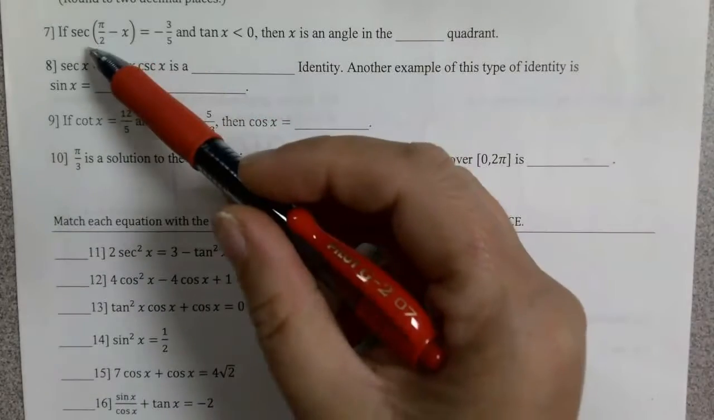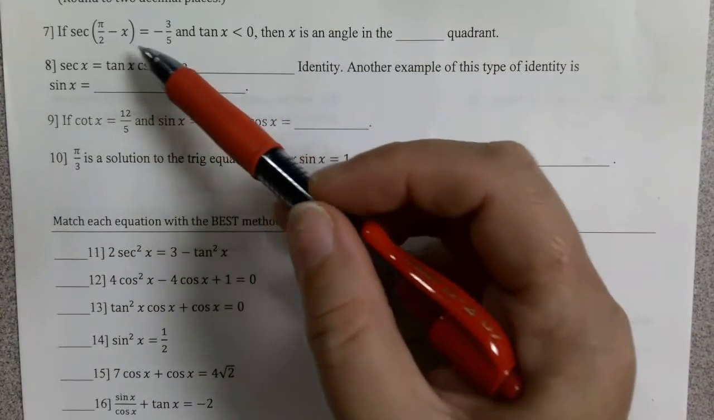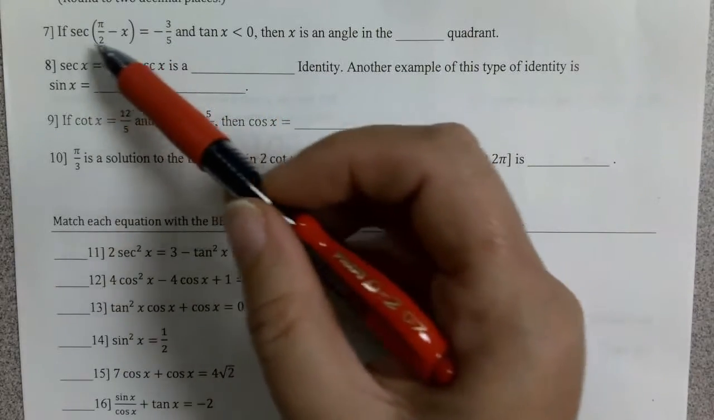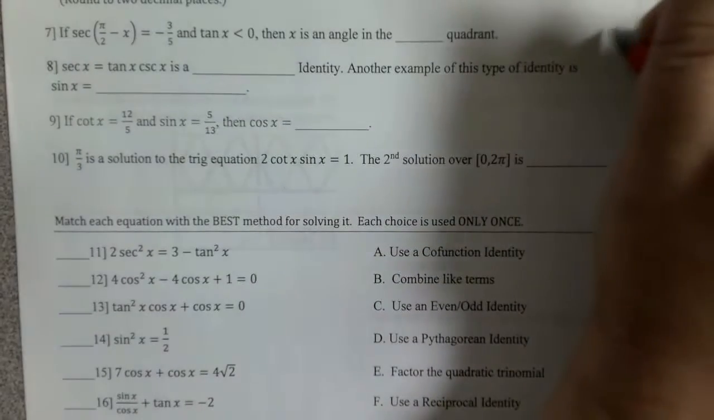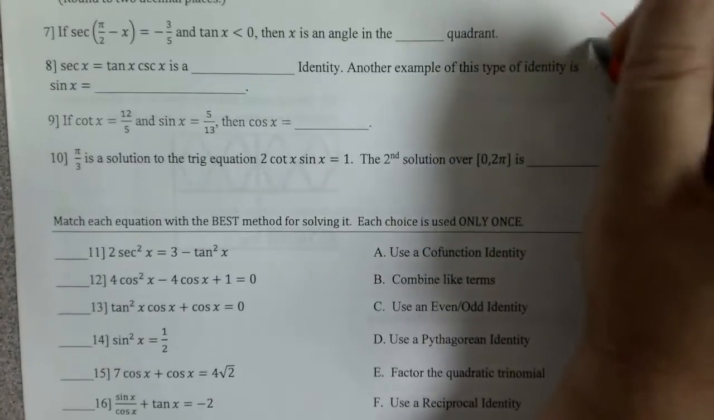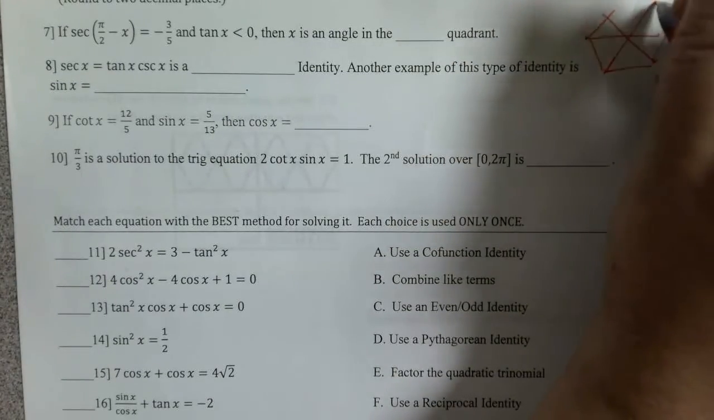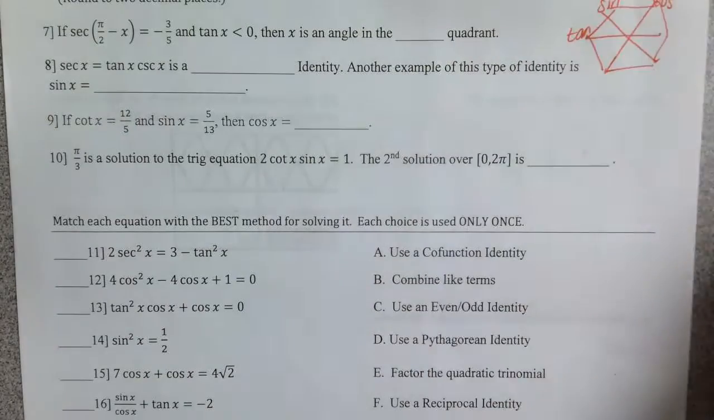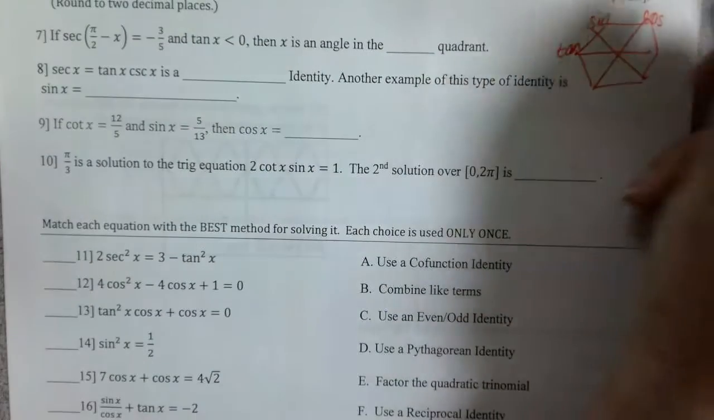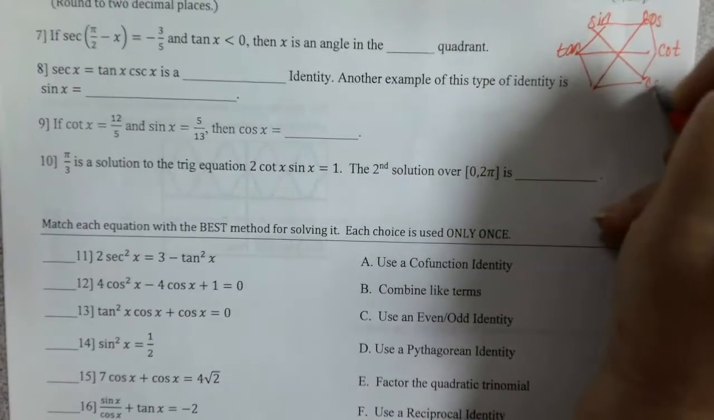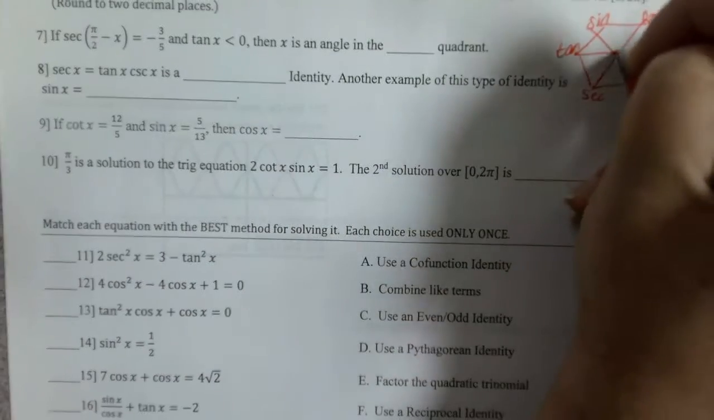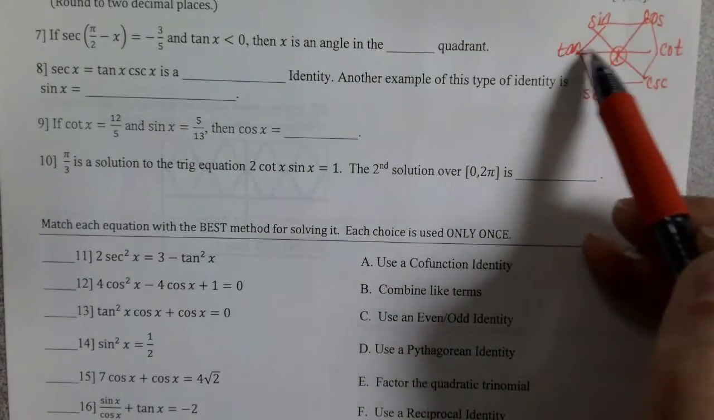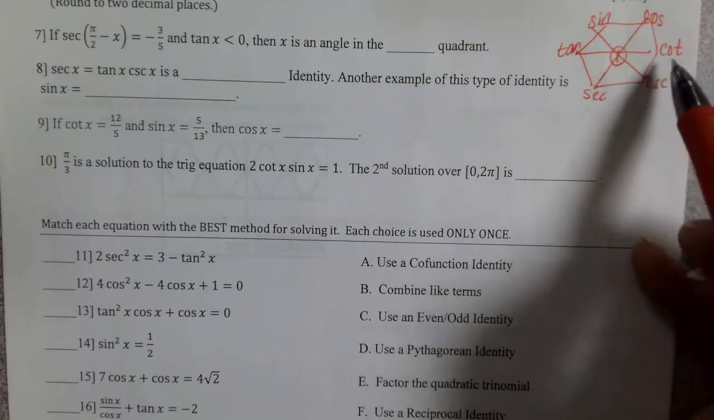So in number 7, the secant of pi over 2 minus x equals negative 3/5. And that's a cofunction identity. If we look at our trig hexagon off to the side here, we have tangent, sine divided by cosine, back a little bit. Then this is cotangent, cosecant, secant, and a 1 in the middle. And our cofunction identities go horizontal, left and right.